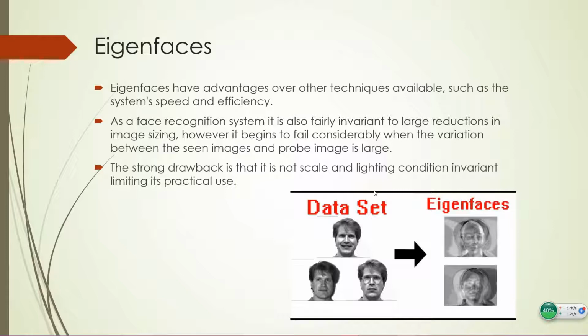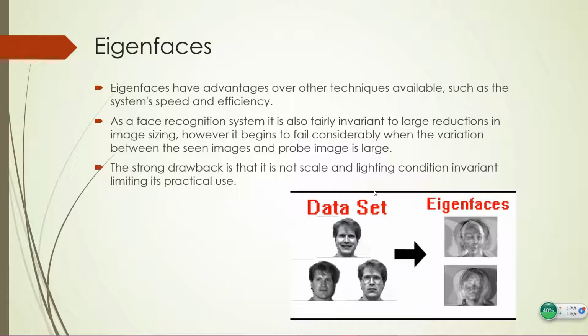Okay, let's go to the first method, aging faces. It has an advantage over other available techniques, such as system speed and efficiency. As a face recognition system, it is also fairly invariant to large reductions in image size. However, it begins to fail considerably when the variation between the seen image and the probe image is large. The strong drawback is that it is not scale and lighting condition invariant, limiting its practical use.